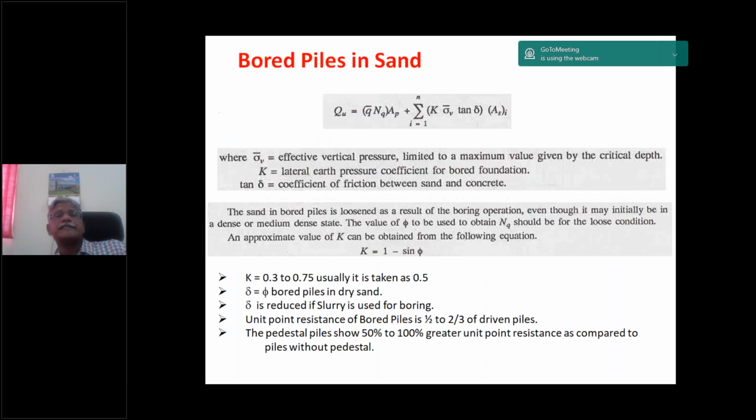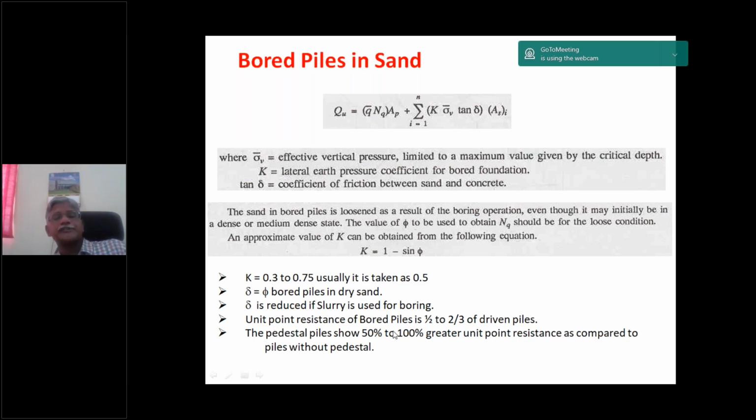So for bored piles in sand, if bored piles are constructed, the load carrying capacity can be calculated from the same formula, but in this case, K is taken as 0.3 to 0.75, and usually it will be taken as 0.5. Delta equals phi in the case of bored piles in dry sand, and delta is reduced if slurry is used for boring.